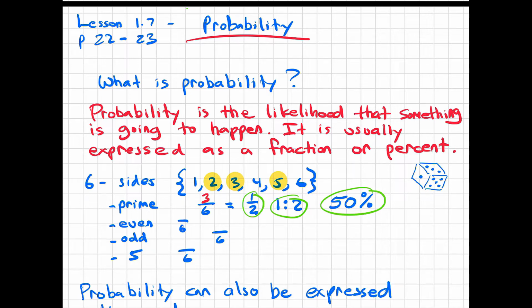Now what about rolling an even number? Well, the even numbers are 2, 4, and 6. So again, same likelihood or probability of rolling an even number. There are 3 odd numbers, 1, 3, and 5, so same thing. And for rolling a number 5, there is only one 5 on this die, so that would be a 1 in 6 chance. That's already in lowest terms, so this could be expressed again as 1 over 6, or 1 to 6.